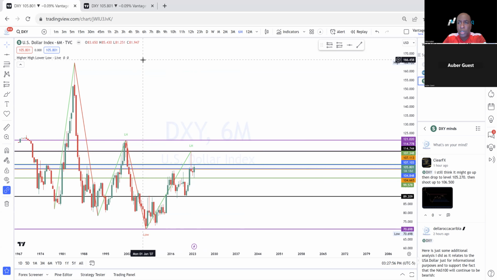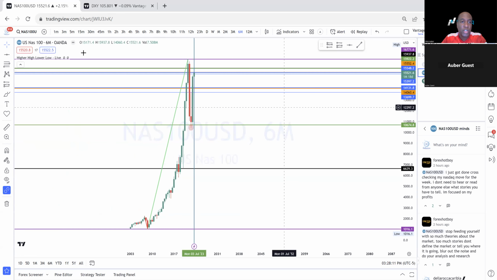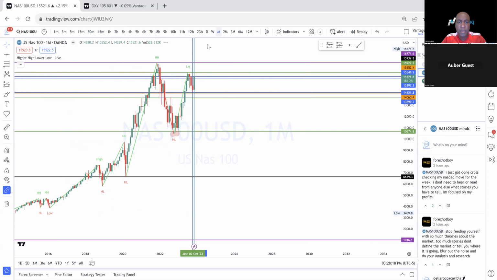Now, if we look at the NASDAQ this month, this was July 2022. Let's look at the NASDAQ to see exactly what happened in July 2022. When you go to your monthly time frame and go back to July 2022, this is where the market was right here.